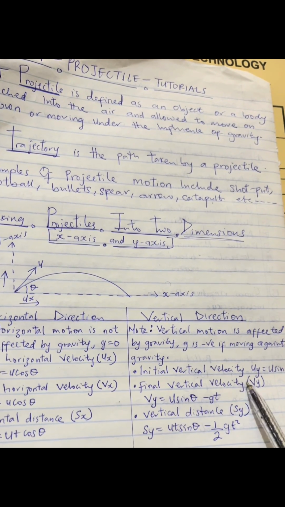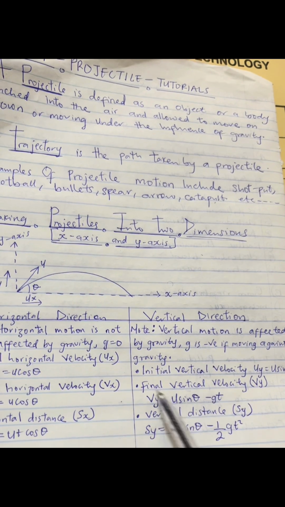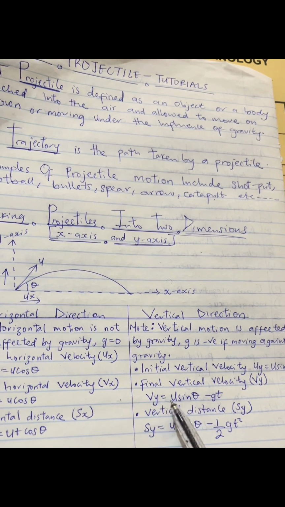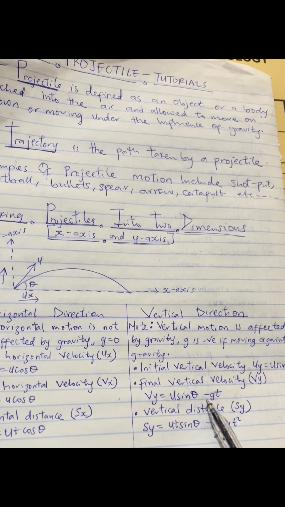We also have the final vertical velocity. Final velocity is v, the vertical is what? Y. So therefore your final vertical velocity will be what? Vy, and the formula for your Vy is what? U sine theta minus gt.